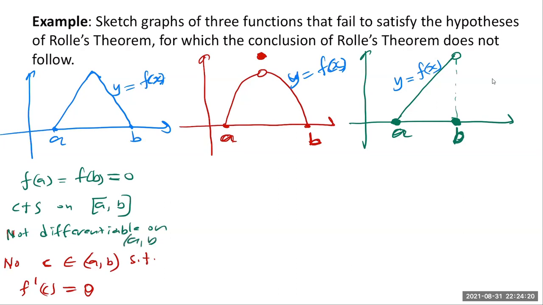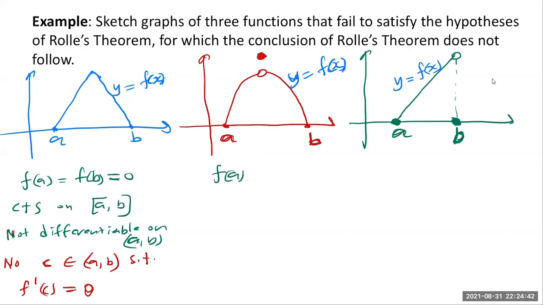On a comma b open interval. Okay, all right. Next example I want to look at is this one. As you can see again, the hypothesis of Rolle's theorem does not hold in this case because this function is not continuous.